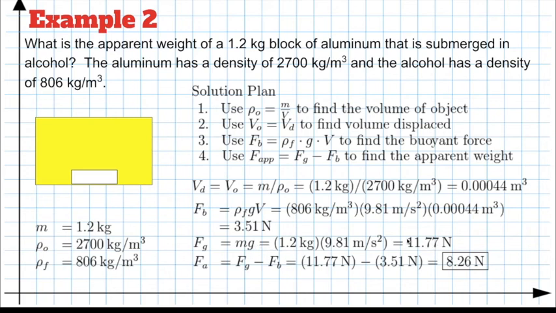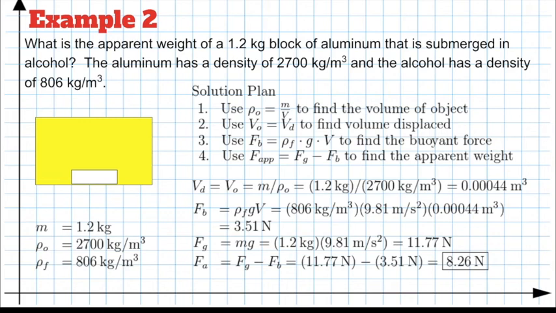So we know in air it weighs 11.7 newtons, and when it's underwater, there's a buoyant force of 3.51 newtons, and so the difference between those is what we call the apparent weight. So this block of aluminum has an apparent weight of 8.26 newtons when it's submerged in alcohol.